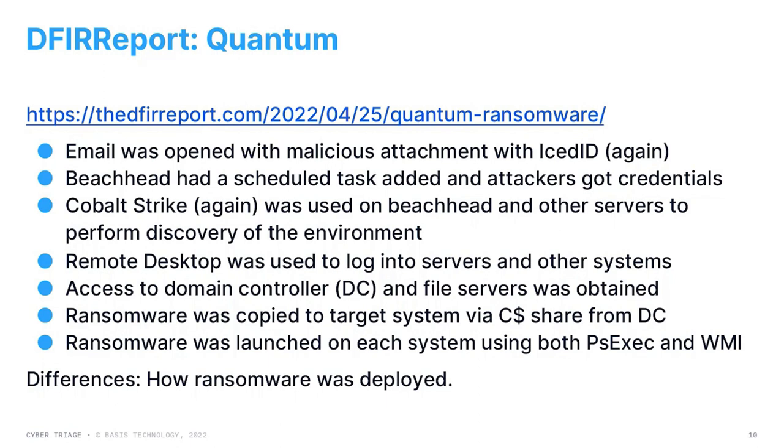The attackers got some credentials from that beachhead. Cobalt Strike again was used, downloaded on that system and run there. It was run on other servers to perform infrastructure discovery in their environment. Then they used some remote desktop to log into other systems. So some same overlap here, right? We got in with IcedID, Cobalt Strike, a bunch of Cobalt Strike moving around, some remote desktop moving around. They got access to the domain controller, and some other file share servers.